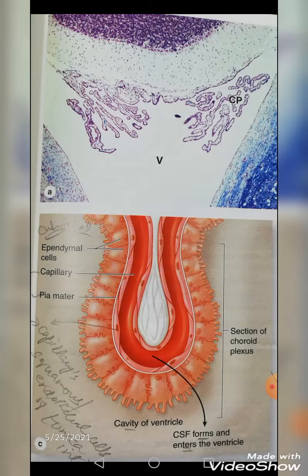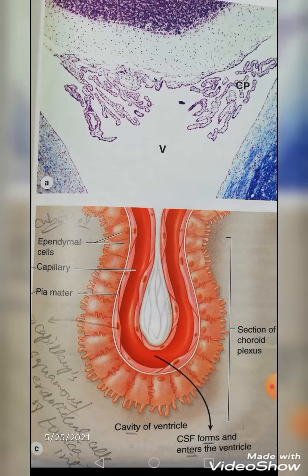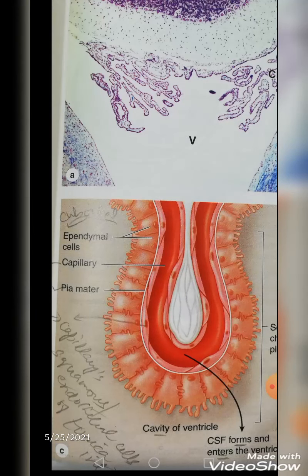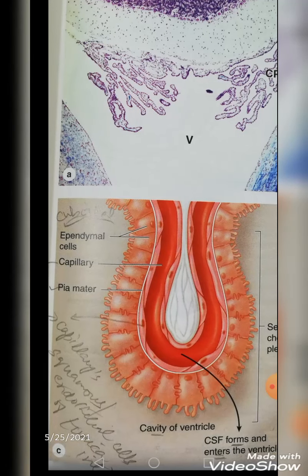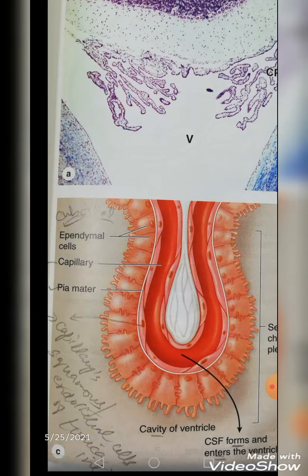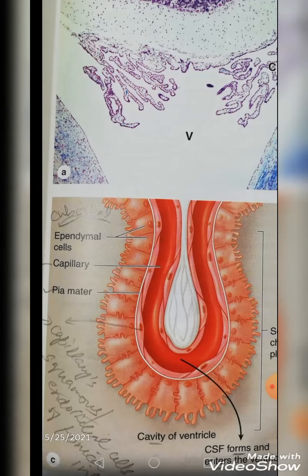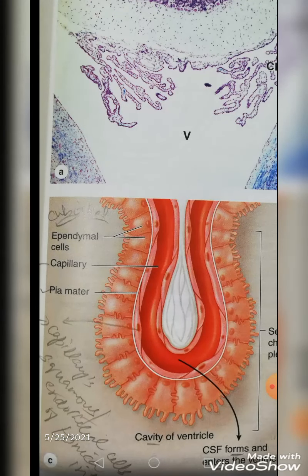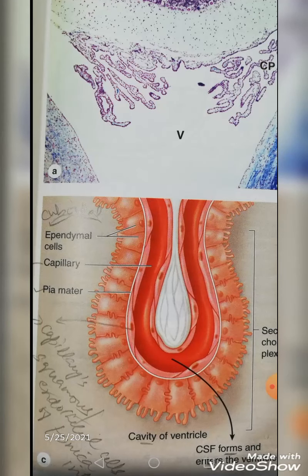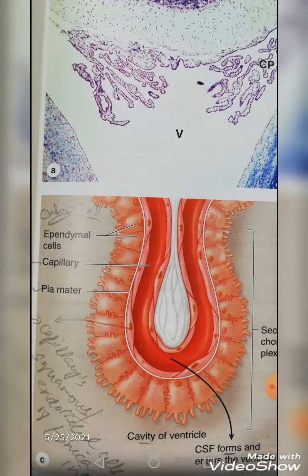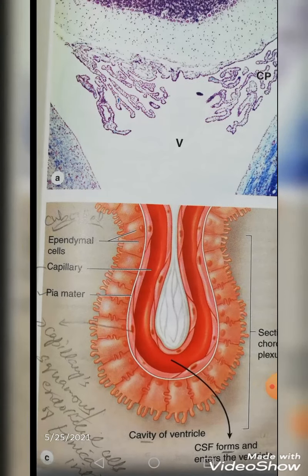Now you can see that each villus of this choroid plexus contains a well-vascularized pia mater covered by, as you can see in the picture below, cuboidal ependymal cells, and the pia mater next to these cuboidal cells is made up of flattened squamous-shaped cells, right? And the function of the choroid plexus is to form CSF by removing water from the blood and releasing it as CSF, right?